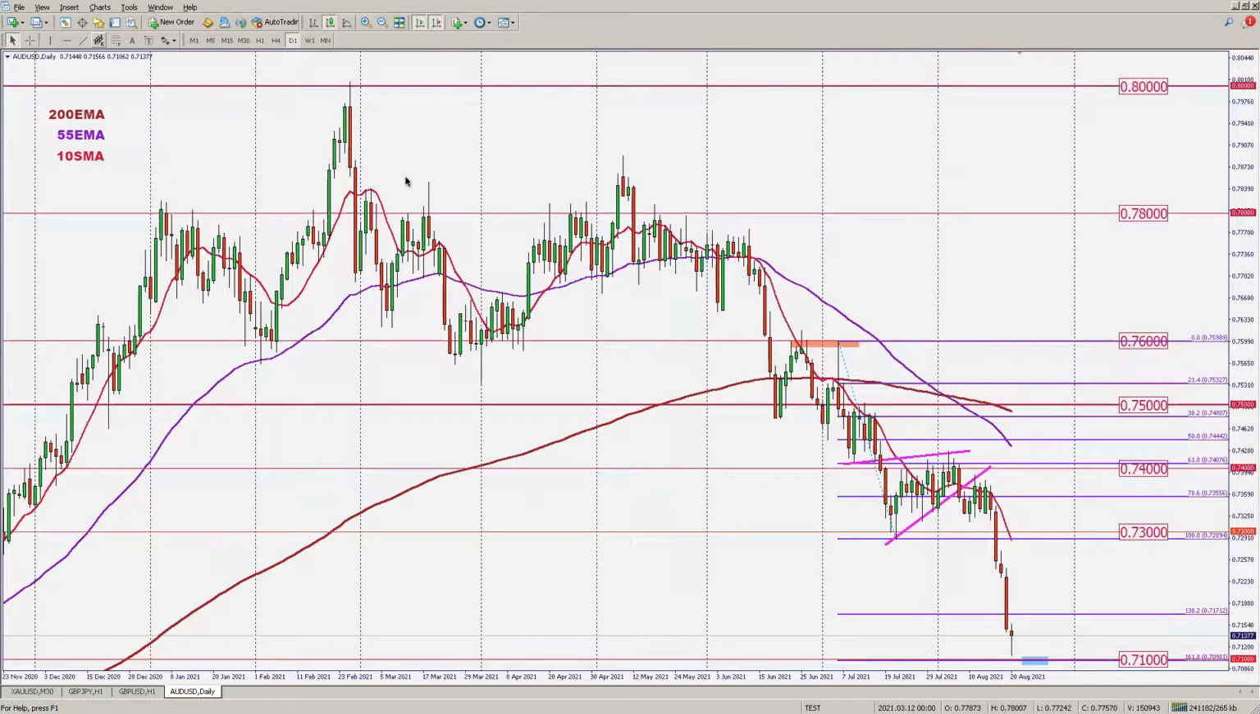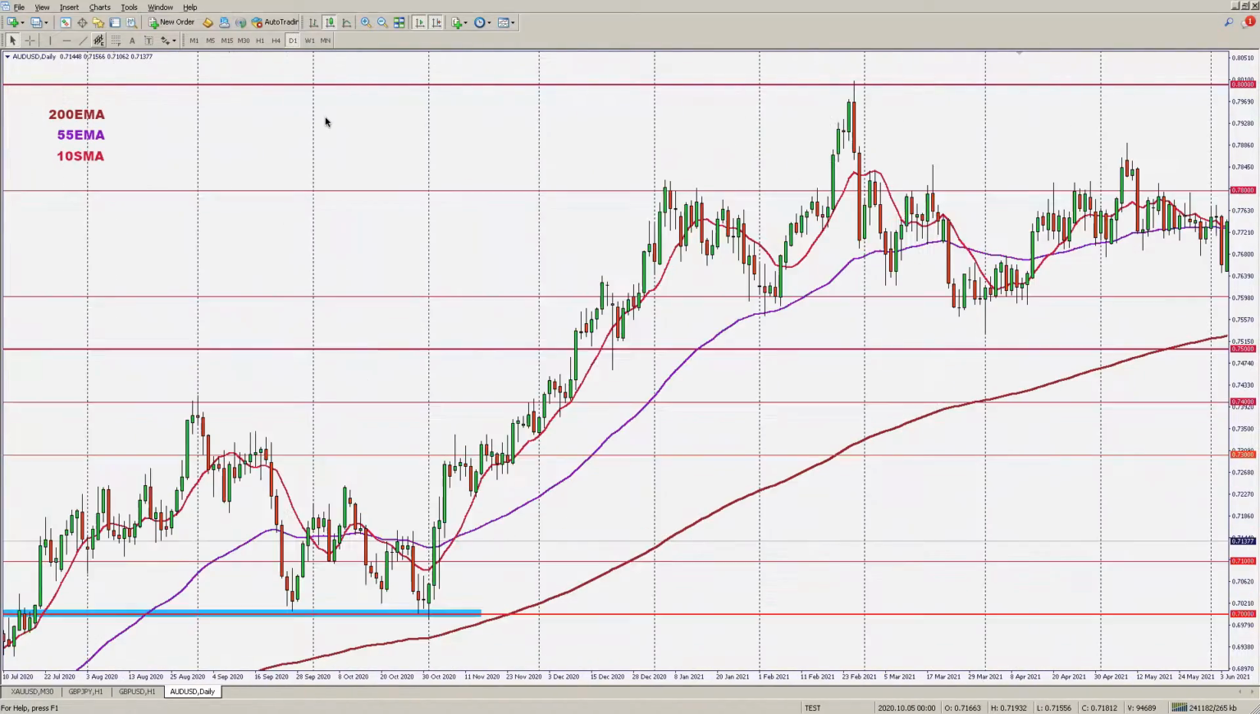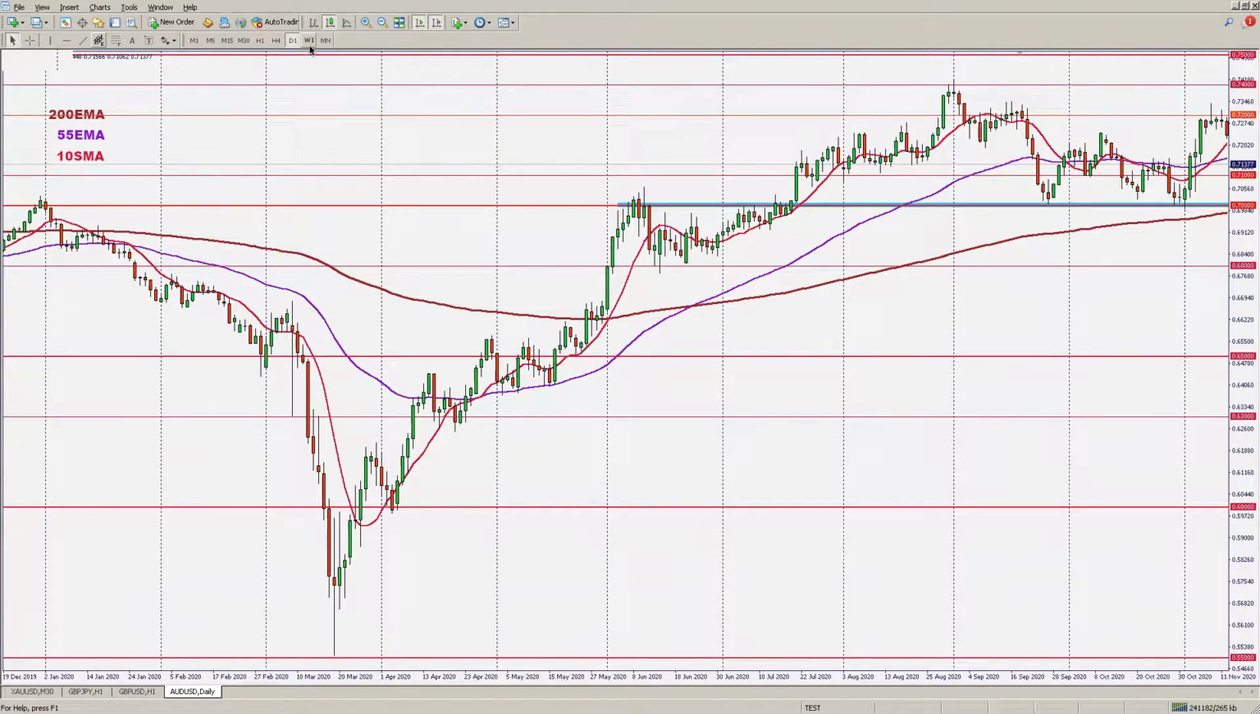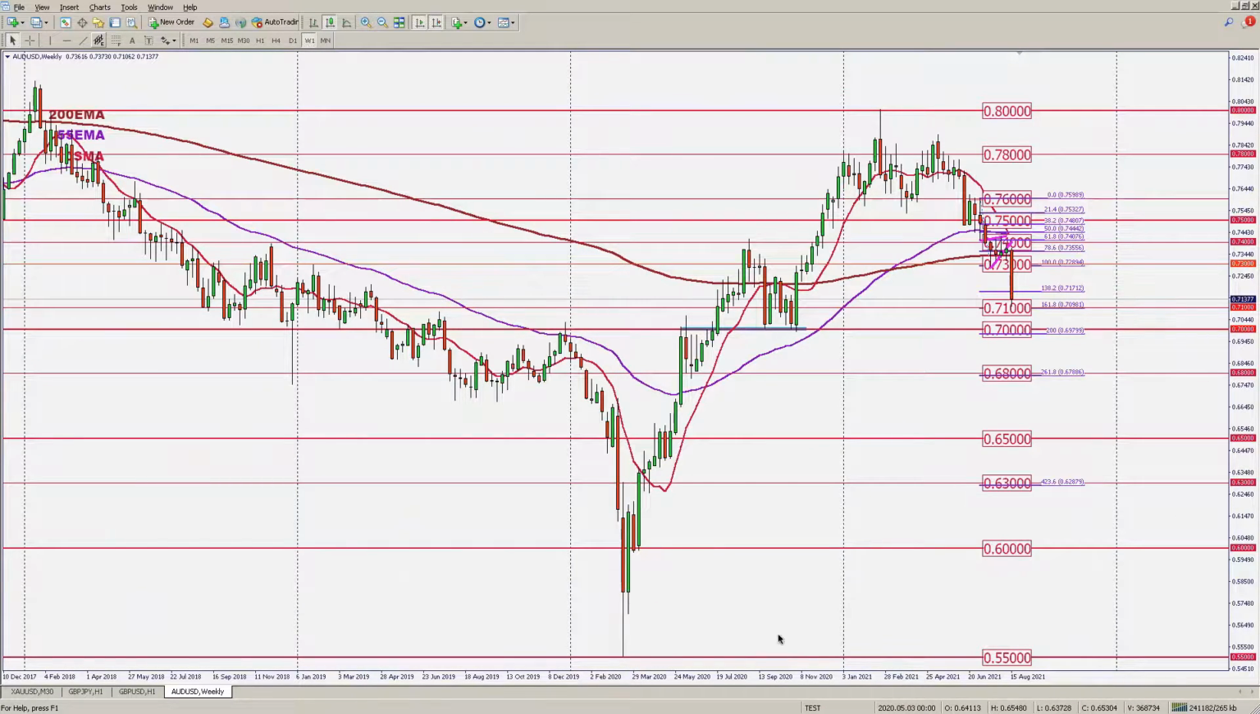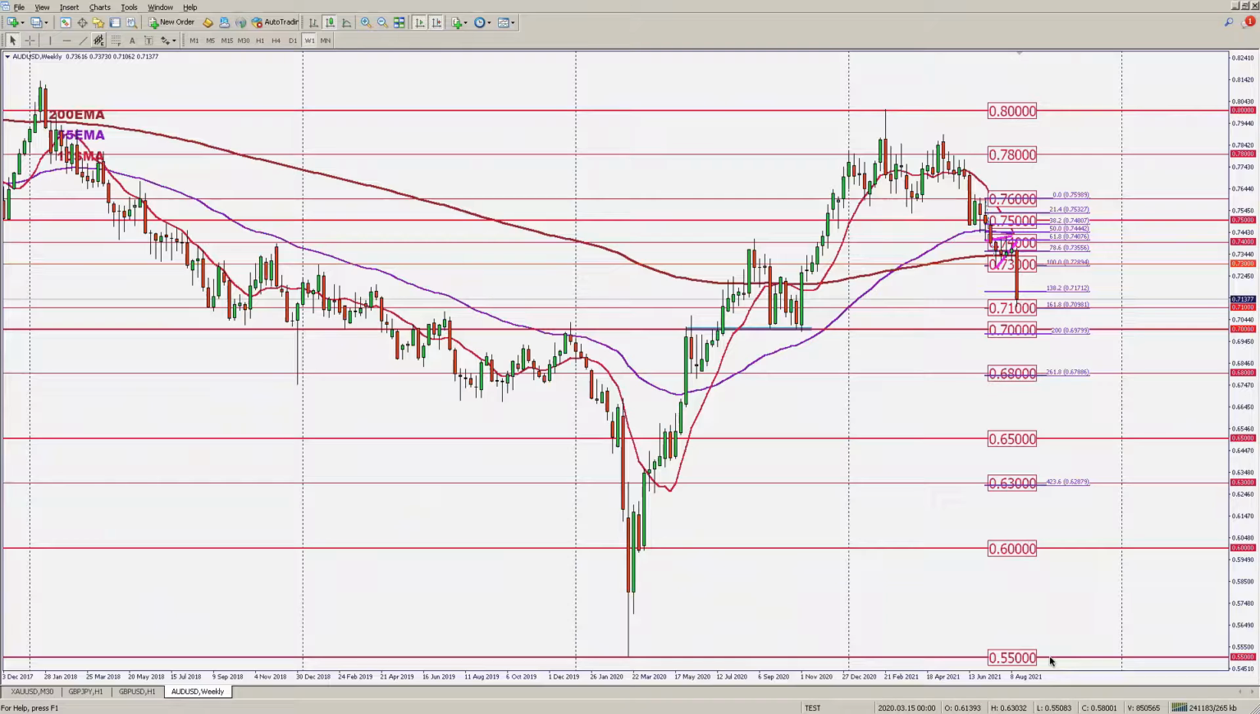And let's go further back to where it all started. If we go to the weekly time frame, that was the low on March 15 last year, which went down to hit a low of 0.5508, just near this low here at the 55.00. Since then, there's been a strong recovery and a bounce back up until it climbed back into the 70.00 area.